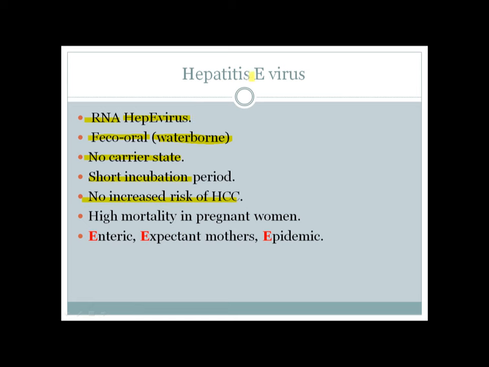So you see there are multiple similarities between hepatitis A and E virus. And a very important thing to note about hepatitis E virus is it can cause severe or fulminant hepatic failure in pregnant women and can lead to death. So high mortality in pregnant women. One mnemonic to remember for hepatitis E virus is: it is enteric, may infect expectant mothers, and may cause epidemics due to its waterborne nature.